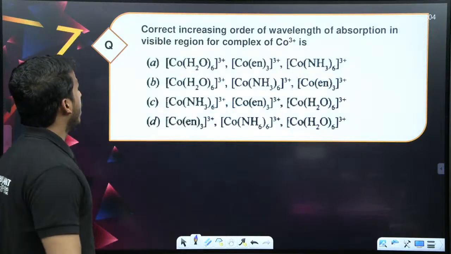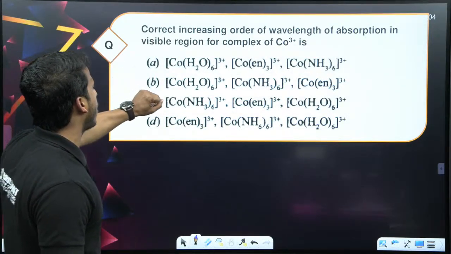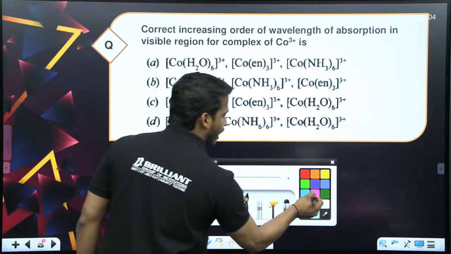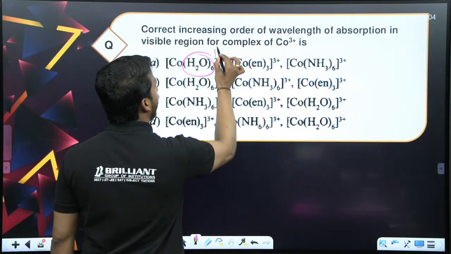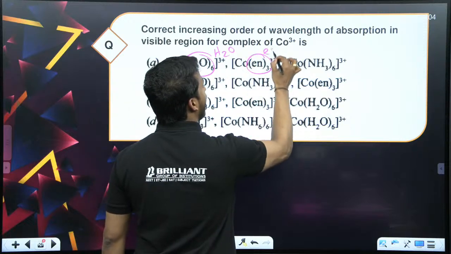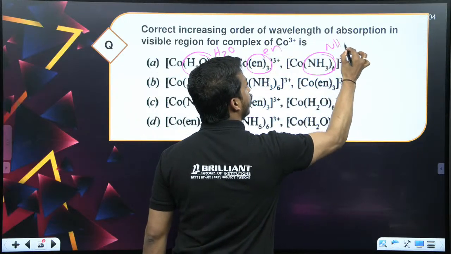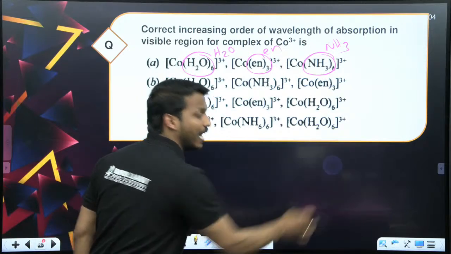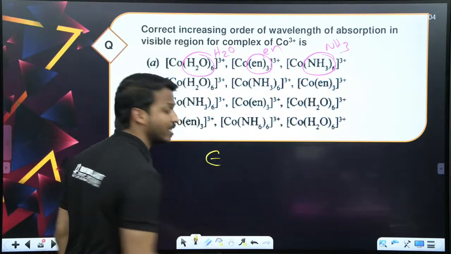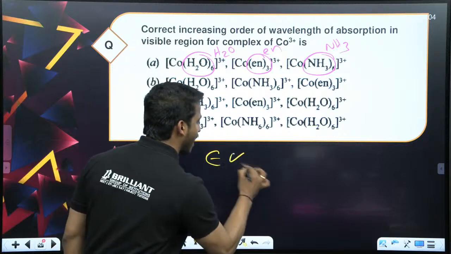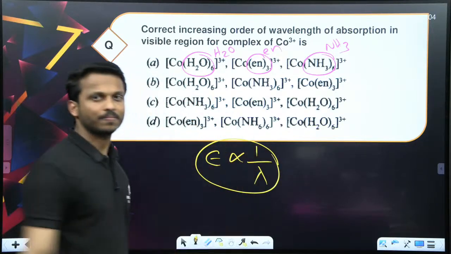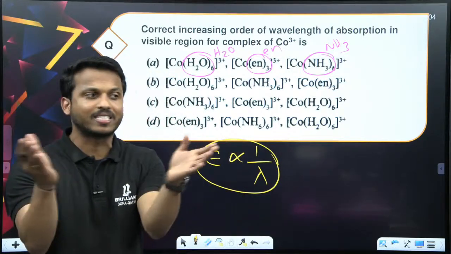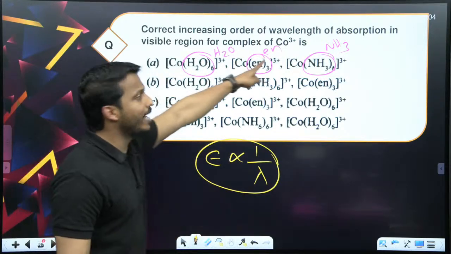Next question for you. The correct increasing order of wavelength of absorption in visible region. Let me tell you the ligands once again. This is H2O, this is en, this is NH3. They are asking the increasing order of wavelength. How is wavelength related to energy? Crystal field splitting energy: higher energy means lower wavelength. They are indirectly asking which is a strong ligand and which is a weak ligand, the spectrochemical series. Dear all, tell me. En is a strong ligand.